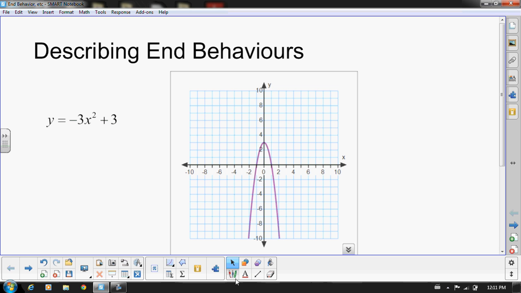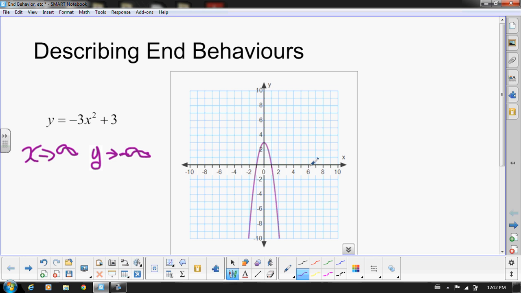We have a quadratic, so we have a parabola that's opening downwards. The vertex is at (0, 3). So when we're describing the behavior here, we're looking for something like as x approaches positive infinity, y approaches negative infinity. It's hard to see the negative there, but it is negative.